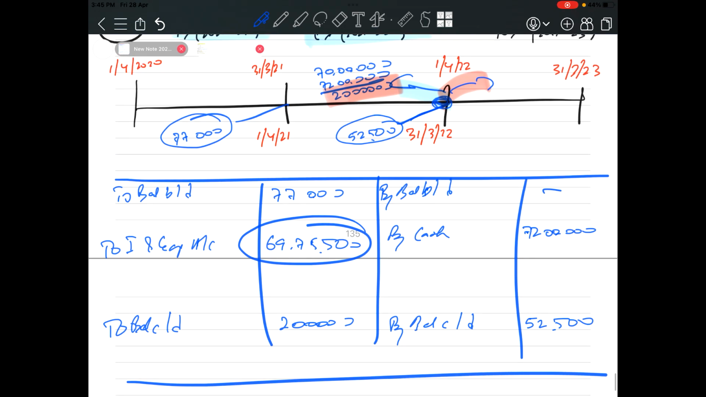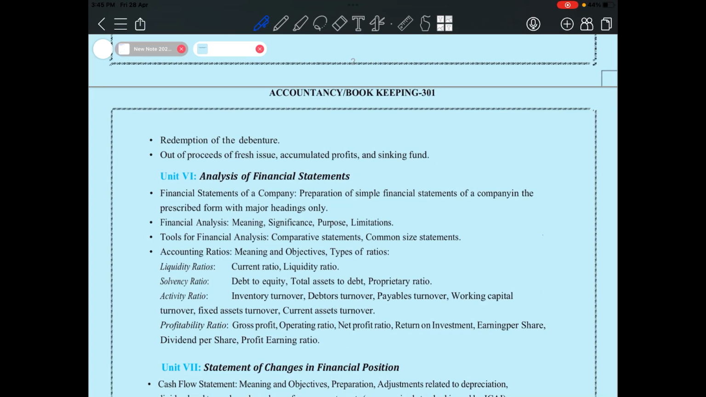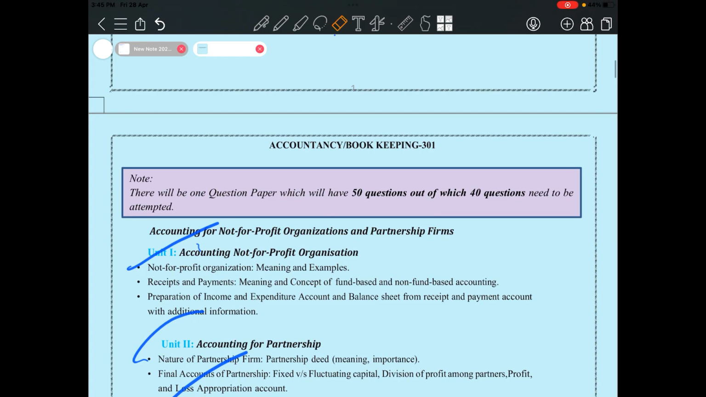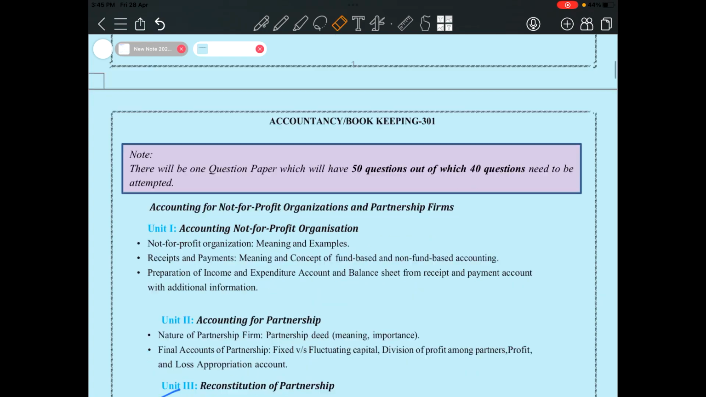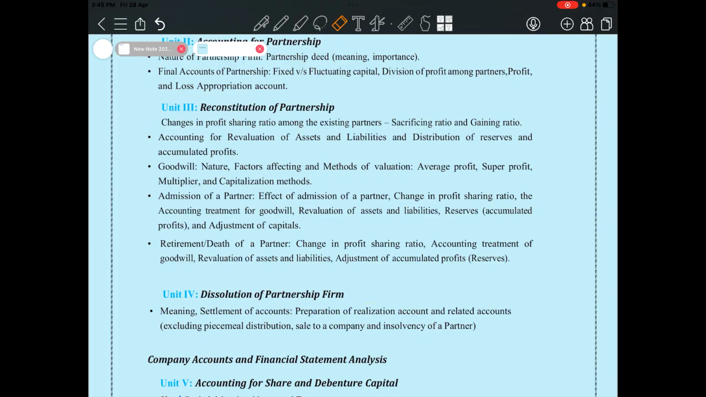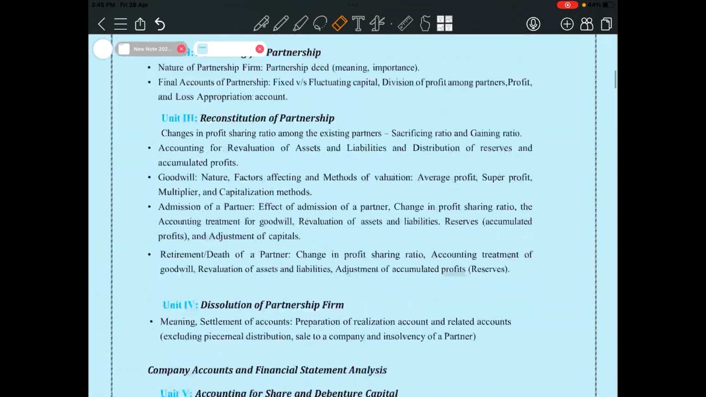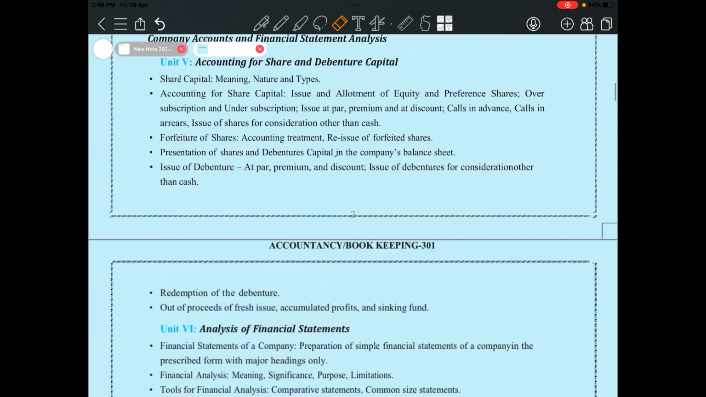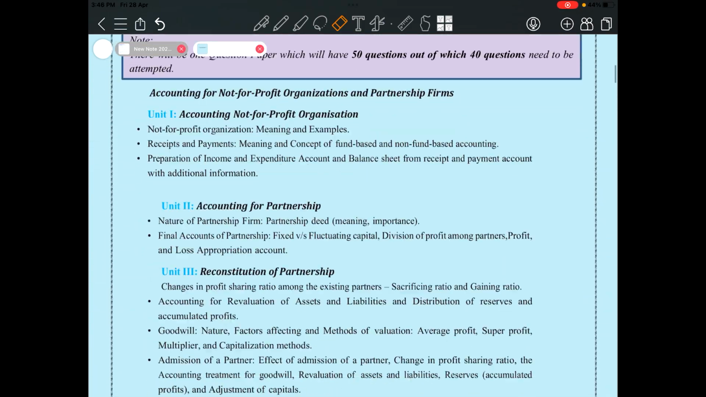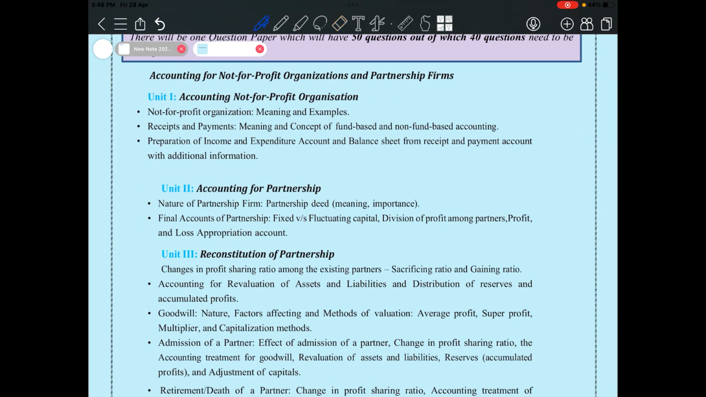So this way we are done with unit number 1, accounting for not for profit organization. Okay, so we are done with unit number 2. Let me just see the syllabus. I will try to cover all the units, if possible, basically the important units, because I have to travel and I have very limited time to cover all the syllabus. So I will try to cover all for you by the time I leave. I'll be going out for around 10 to 12 days. My flight is on the 8th. I'm traveling, so before that I have to record everything.